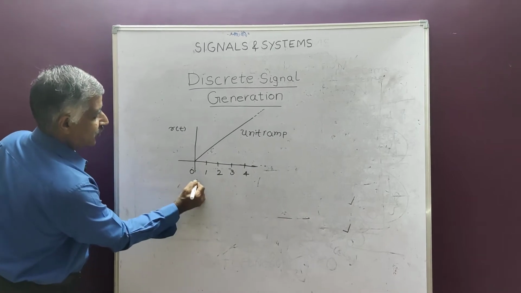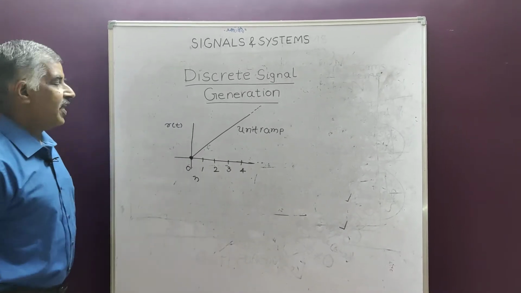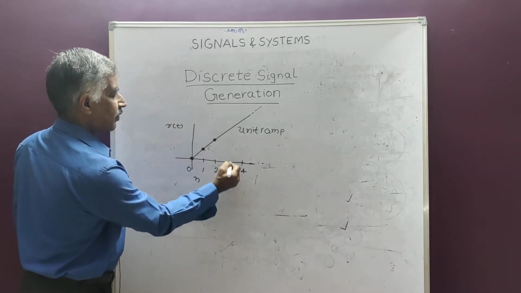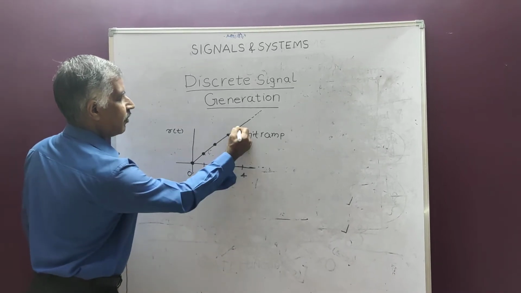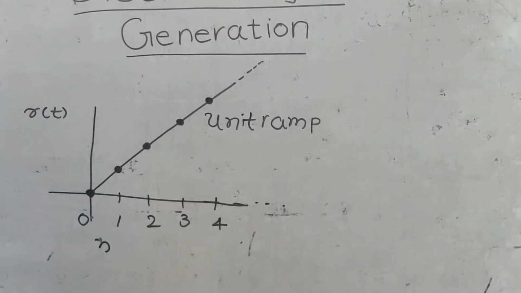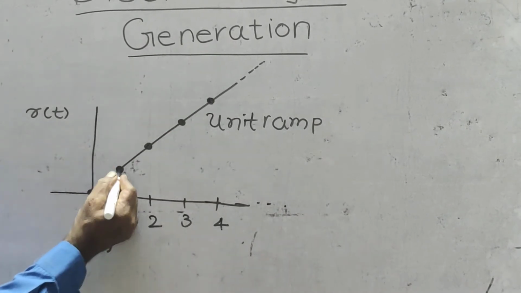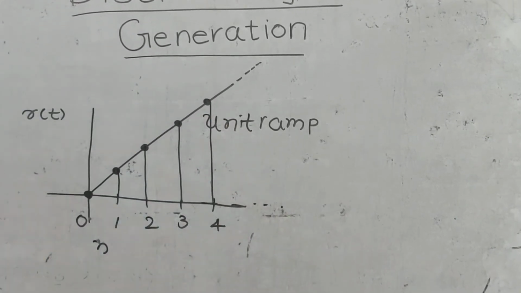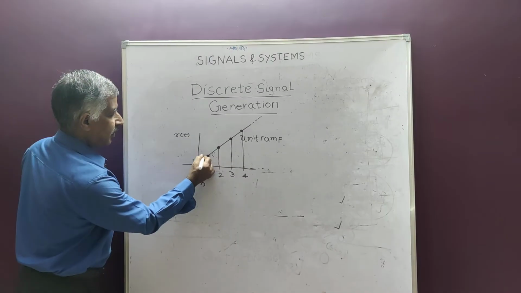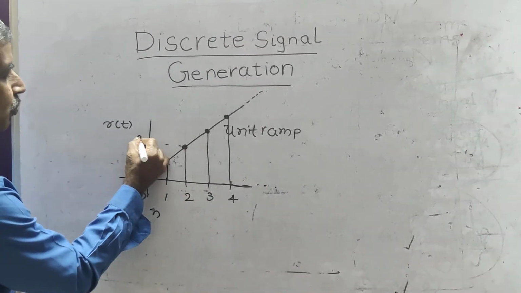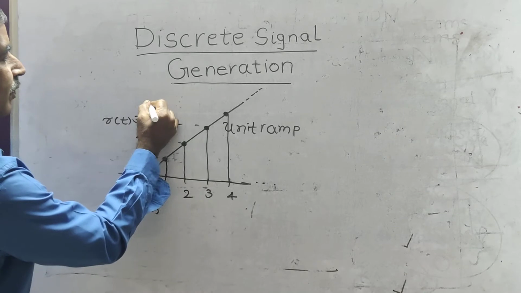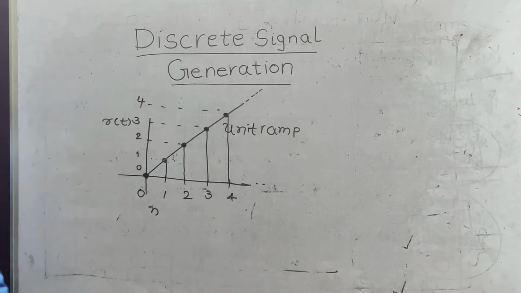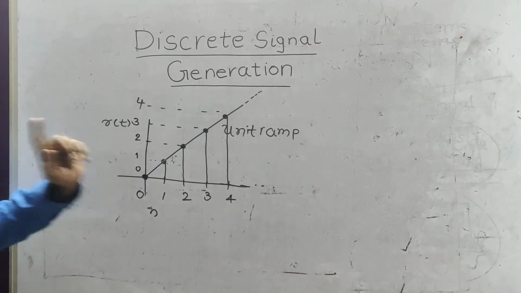First, n equal to 0, this is the value. Next, at the end of 1 second, this is the value. n equal to 2, n equal to 3, n equal to 4. So in this way, you can capture these values. And if you erect lines, it looks like this. So its value is 0 here, value 1, value 2, value 3, value 4. So you can generate a discrete signal. Next, I will take one more example.